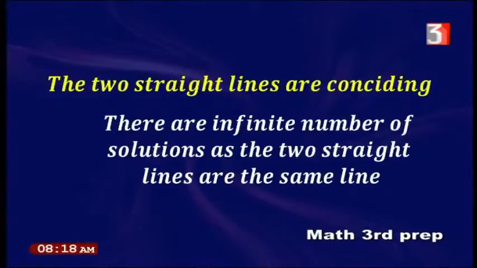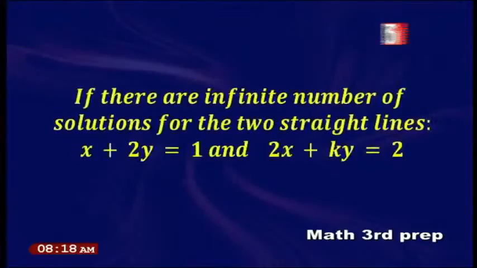Then let us have an example. If there are infinite number of solutions for the two straight lines, x plus 2y equals 1 and 2x plus ky equals 2, then k equals what? x becomes 2x, 2y becomes ky. As x becomes 2x, it is multiplied by 2. So 2y multiplied by 2 gives what? 4. So the value of k will be 4.